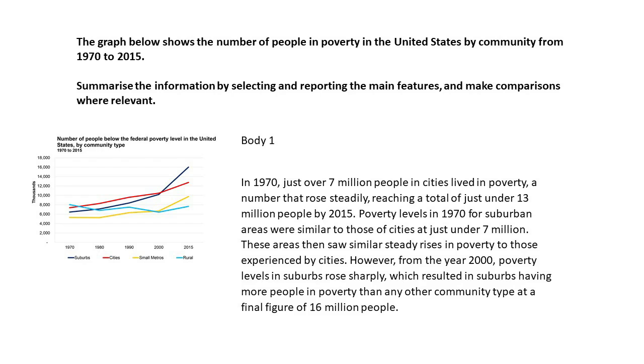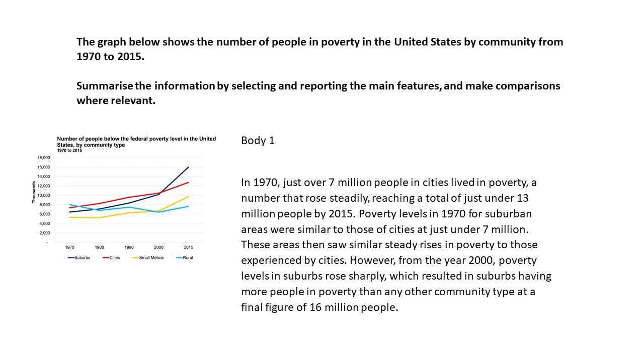So in 1970, what is 1970? That's the beginning. In 1970, just over 7 million people in cities lived in poverty. A number that rose steadily, reaching a total of just under 13 million people by 2015. Okay, so I started with the red line. 1970, first figure, 7 million. Then what happens in the middle? Number rose steadily. What happened at the end? Reached just under 13 million people. So again, beginning number, what happens in the middle, and the closing number.